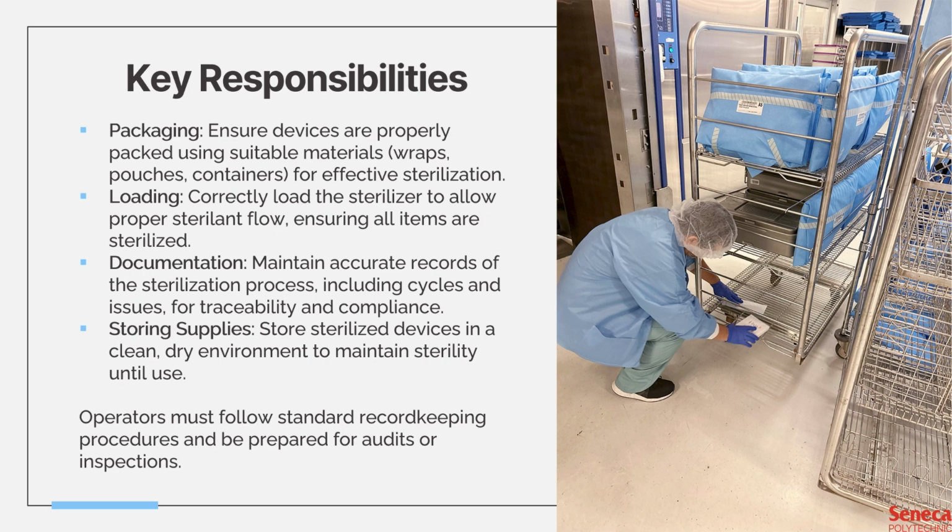Of course, we have to talk about documentation too. So as the sterilizer operator, you have to have accurate record keeping for traceability and compliance. So this includes logging cycle parameters, putting batch numbers onto the items, initialing all the records, and you have to record any irregularities if you find any. And of course, if you do, you have to also inform your supervisor. So these records are very vital during audits, inspections, or if a sterilization failure is suspected.